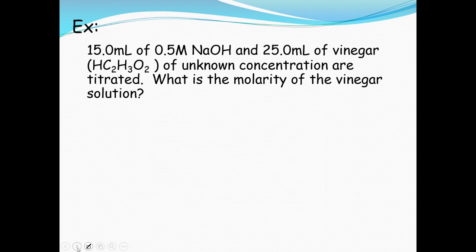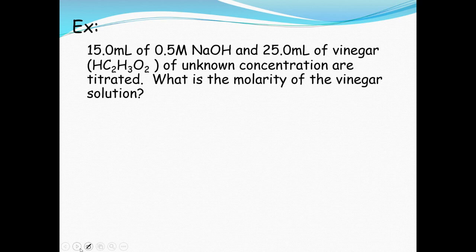And then from those volumes and concentrations, we can figure out the concentration of our acid. Let's take a look at a couple of examples. Now, for this class, we're only going to do what are called one-to-one titrations, which means that all of our acids and bases are going to react in a 1-to-1 ratio. So our first one says 15 milliliters of 0.5 molar sodium hydroxide and 25 milliliters of vinegar of unknown concentration are titrated. What is the molarity of the vinegar solution?